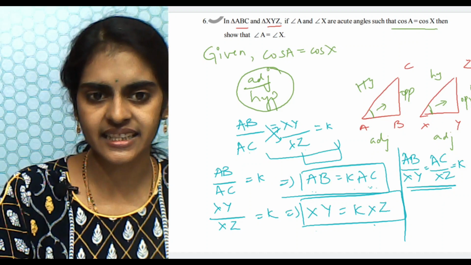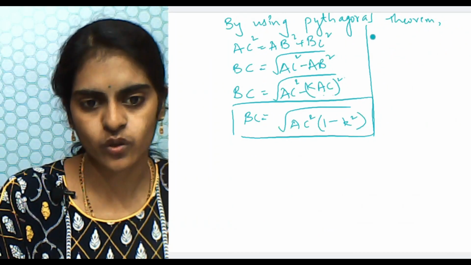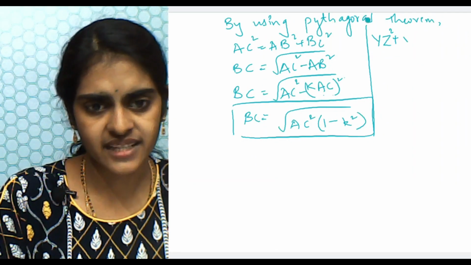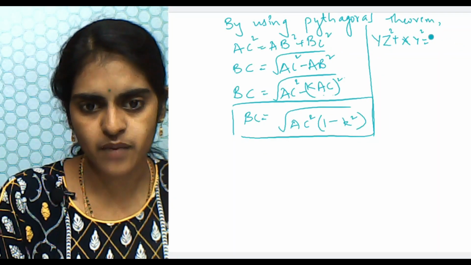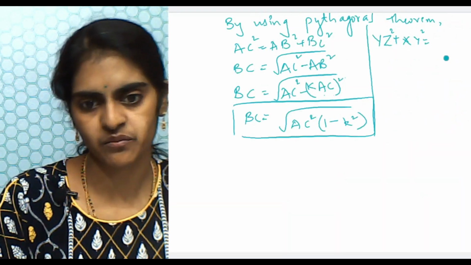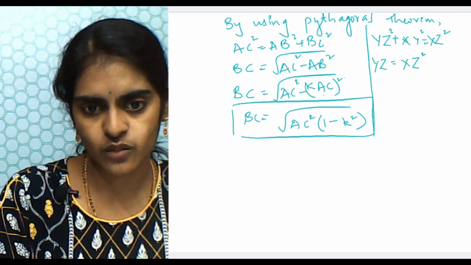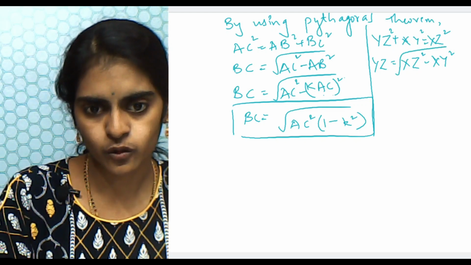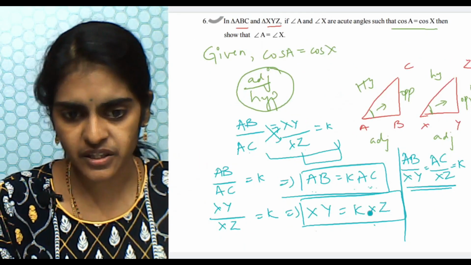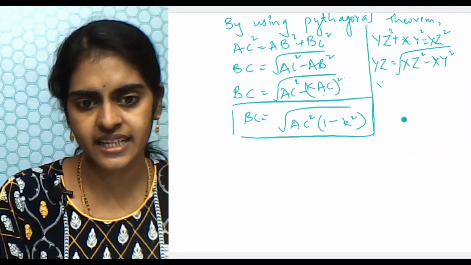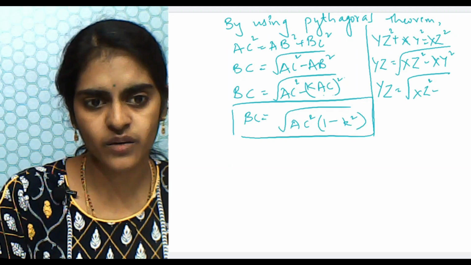So again YZ I will get it as, YZ square plus XY square is equal to XZ square, isn't it? So YZ square plus XY square, these two sides square is equal to hypotenuse square. Hypotenuse is XZ. But I want the YZ value, so YZ is nothing but the square root of XZ square minus XY square. Now you have a relation between XY and XZ, isn't it? So let us write it. YZ is equal to under root XZ square minus XY square.